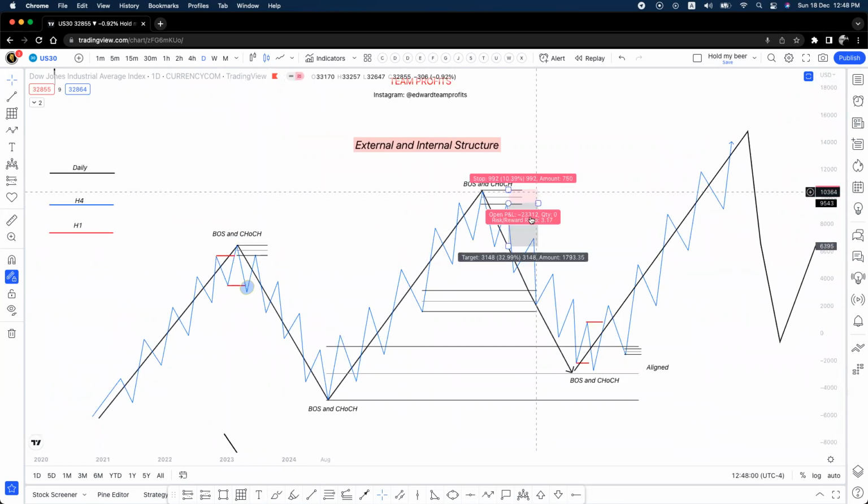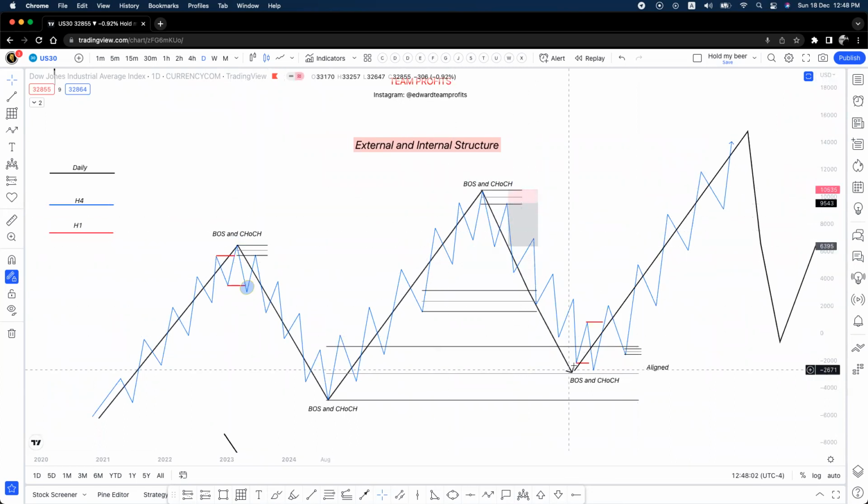So that's basically it, guys. That's how you can identify and pay attention to these three time frames, to understand external structure, internal structure. And you can find entries whenever at least three time frames are aligned.